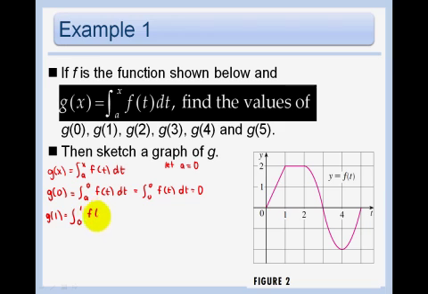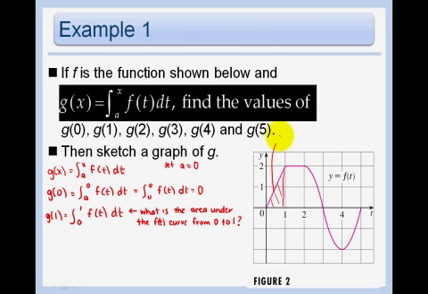g of 1 is just going to be the integral from, we're saying a is 0, to 1. So what is the area under the curve from 0 to 1? That's what this is asking. And so this area here, it's just a triangle, 1/2 base times the height. It's just going to be 1.